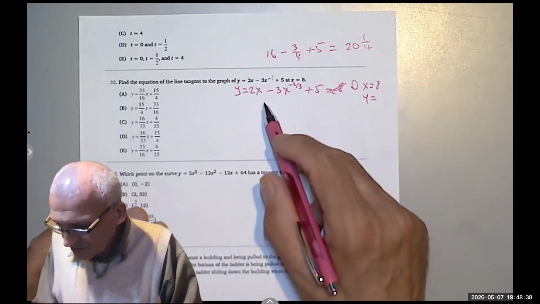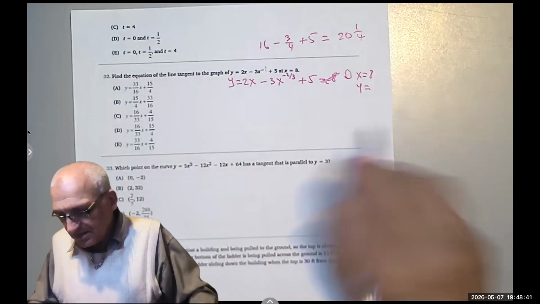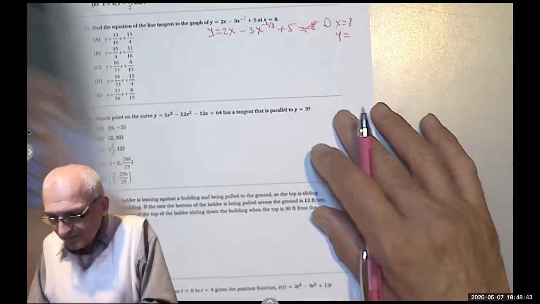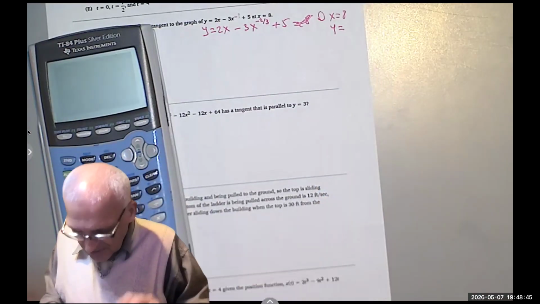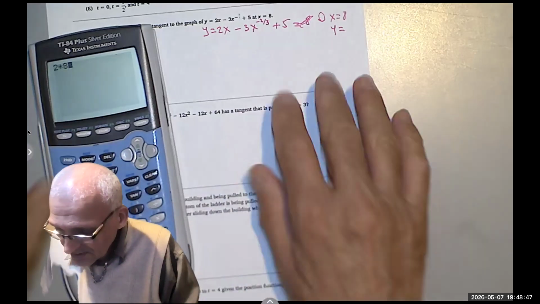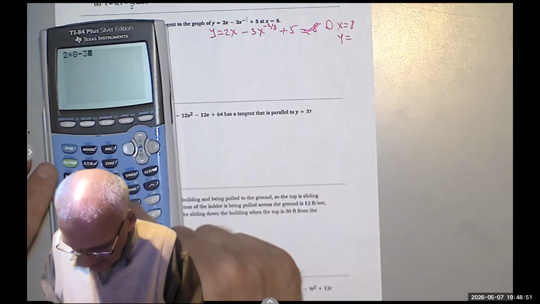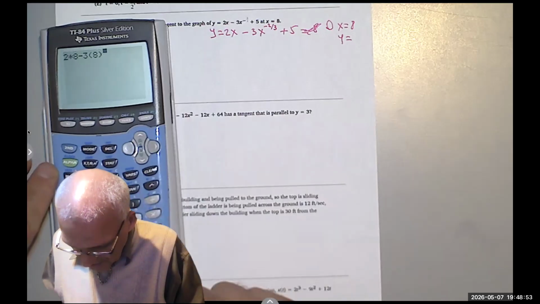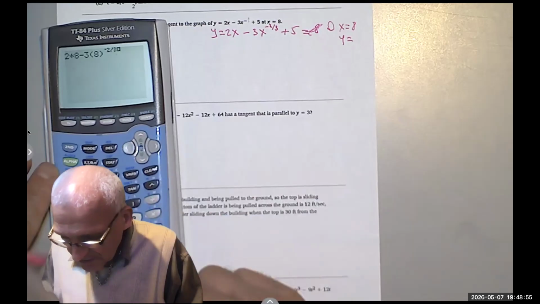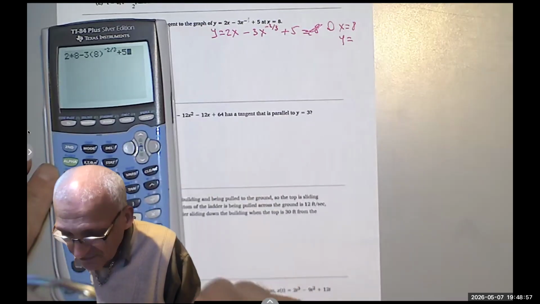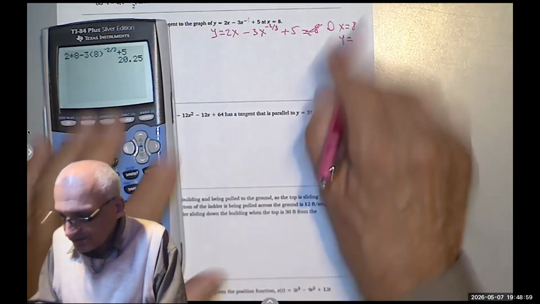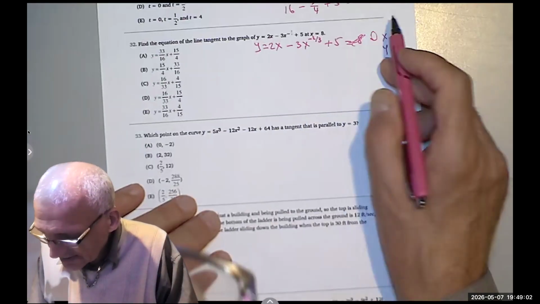Again, you can use your calculator. That's what I prefer to do, just because I don't want to make another error and then confuse you more. 8 to the negative 2/3 plus 5 equals 20 1/4. Yeah, so at least this time it's correct.